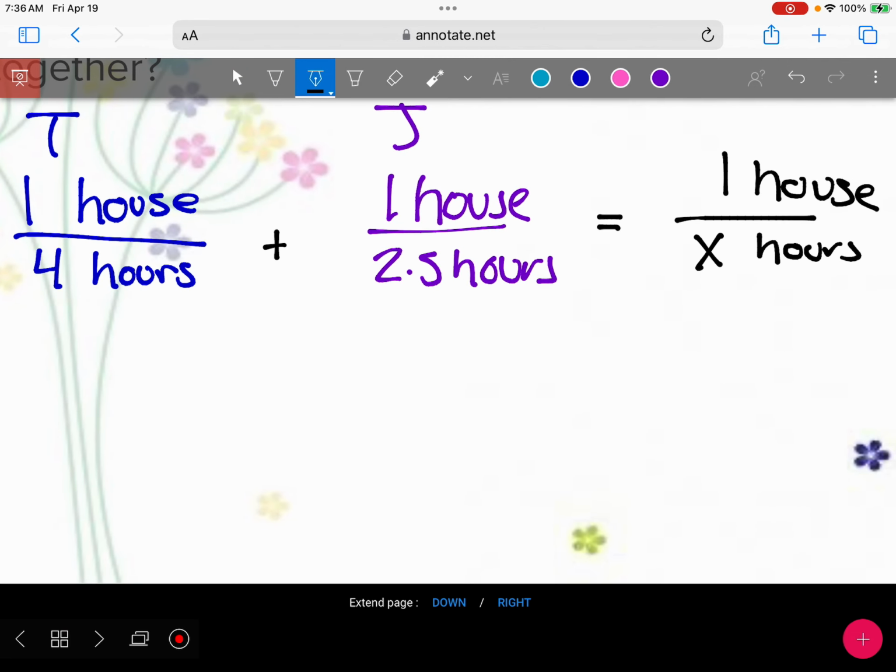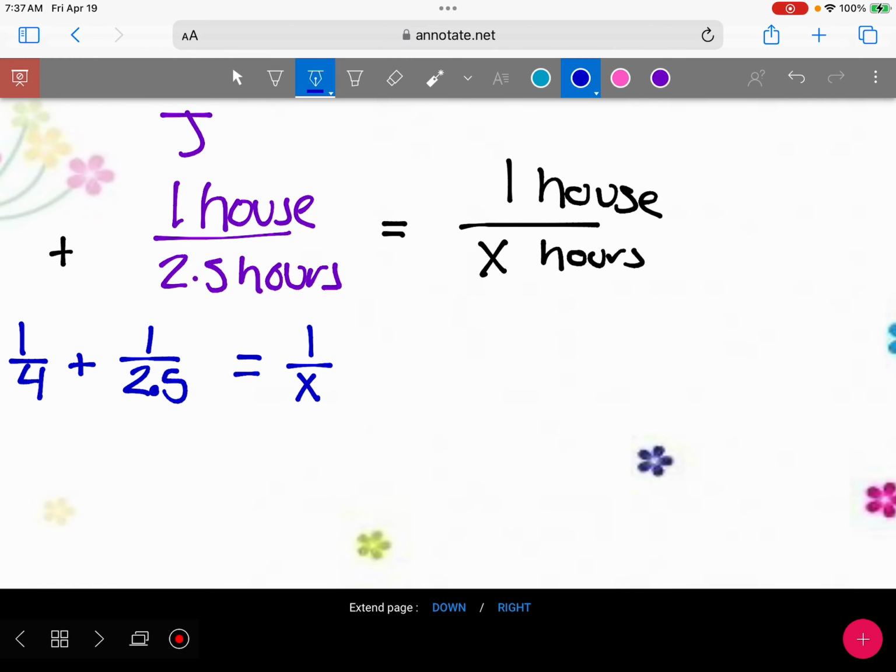So what we're really looking at here, our equation is really 1/4 plus 1 over 2.5 equals 1 over x. That's the equation we're solving. So again, I write it out with my words before I try and solve it. It makes your life easier. So our next piece then is to find our least common denominator.